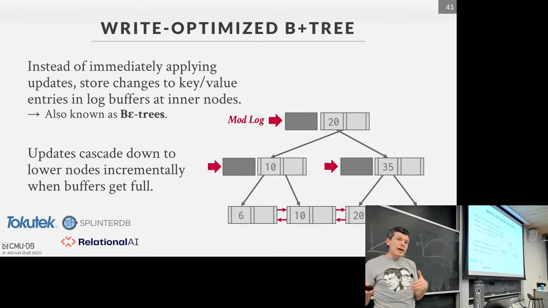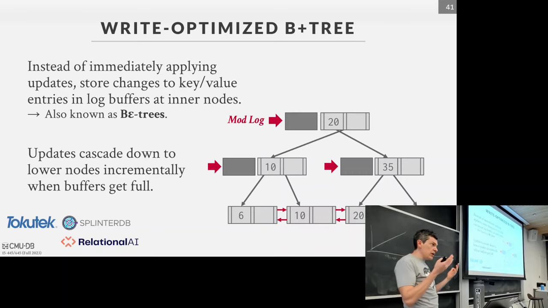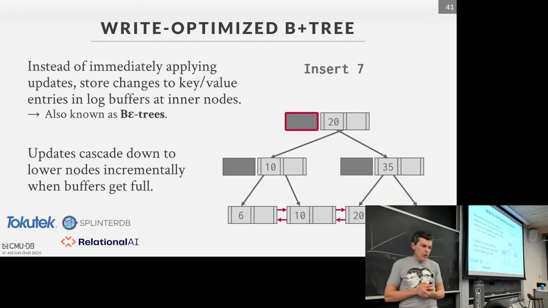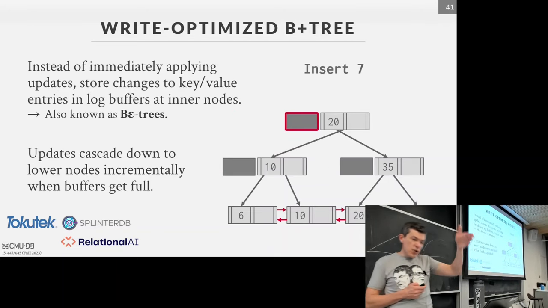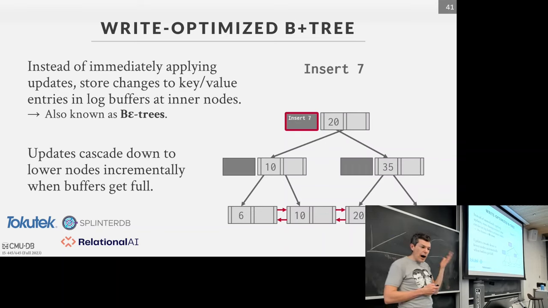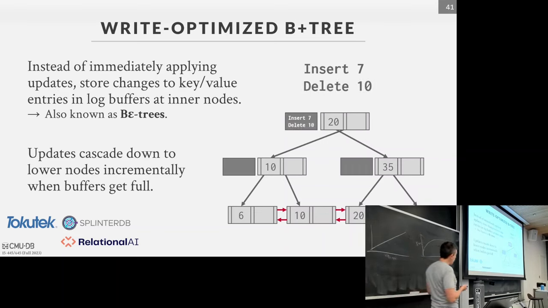And any time a new update comes along, instead of propagating those changes all the way down to the leaf nodes, I'm going to violate the property we talked about in the B+Tree, where the leaf nodes have to be where the actual values are, and I can insert my entries into the mod log. So if I want to insert 7, again, instead of having to traverse down and figure out where 7 should go, I just put it in the root. Same thing, I want to delete 10. Instead of going down and deleting it and then potentially doing a merge, I'll just put it in the mod log. All right?